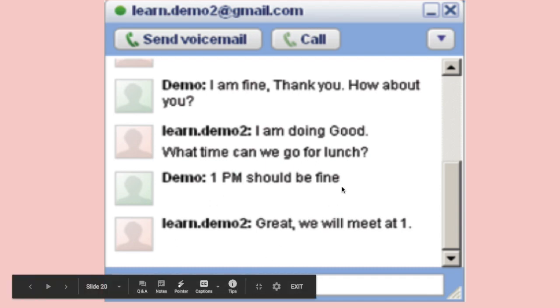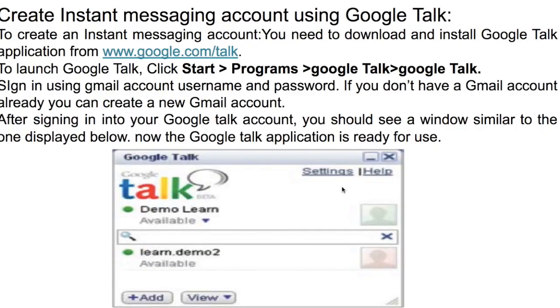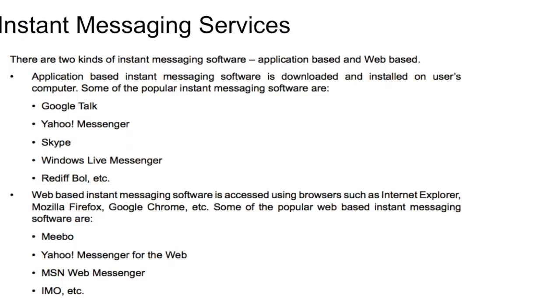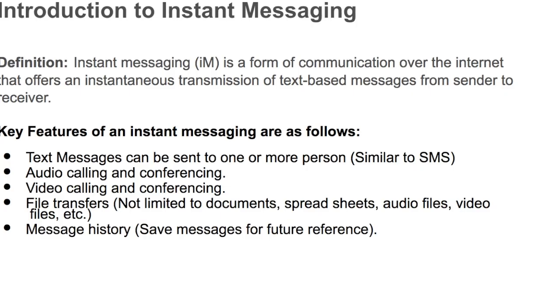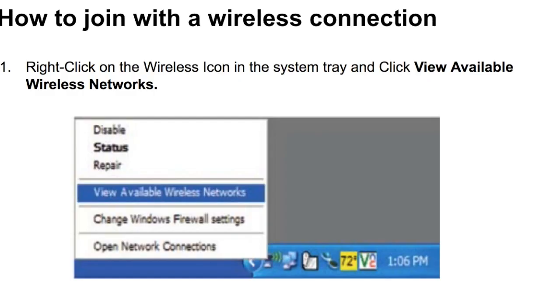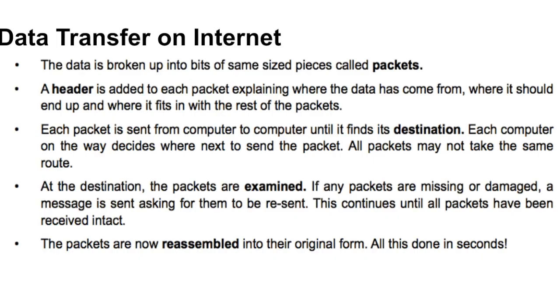So this was all about creating instant messaging, how you can create an account on Google Talk, how you can launch the apps, and about instant messaging, then wireless connection, and data transfer on the internet. Hope you have understood these concepts very well.